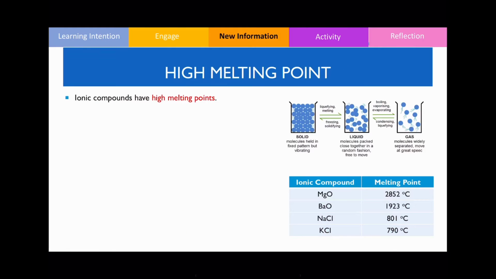So let's look at the first property. Ionic compounds have a high melting point, and you can clearly see that from this particular table over here. I've got 4 examples of ionic compounds, and notice that most of the melting points are within the thousands. Now, remember, melting point is a measure of the temperature at which a substance goes from a solid to a liquid, and a high melting point means it requires a lot of heat to convert from a solid to a liquid.